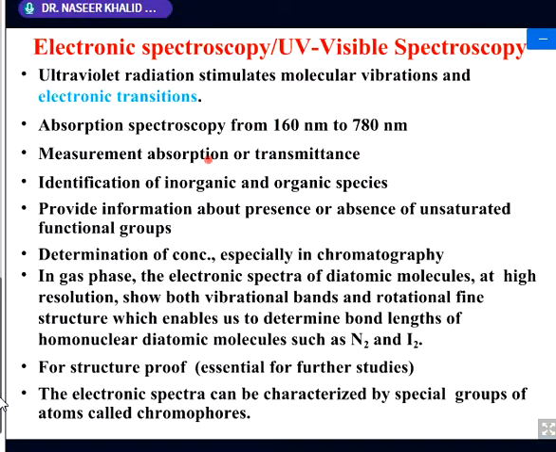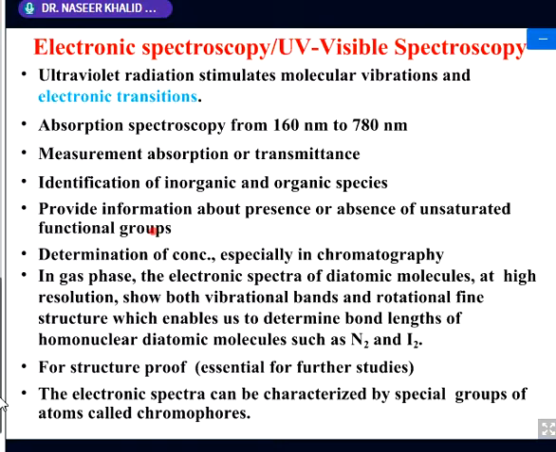Now, the measurement could be absorption or transmission. When energy goes from a low energy level to a high energy level, it is absorption. When it jumps from a high energy level to a low energy level, it is emission. UV-visible spectroscopy can be used for the identification of what? Identification of inorganic as well as organic species.